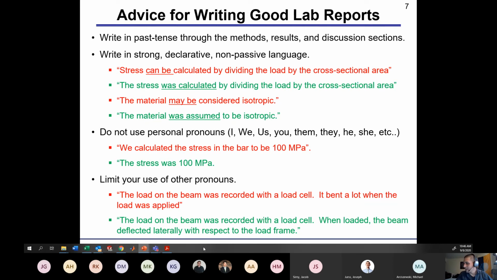All right? Say something like, when loaded, the beam deflected laterally. All right, now I understand. You're using a noun, not a pronoun, to describe very specifically what happened.